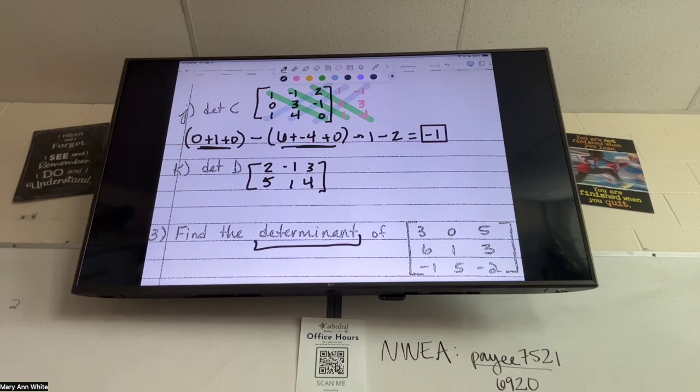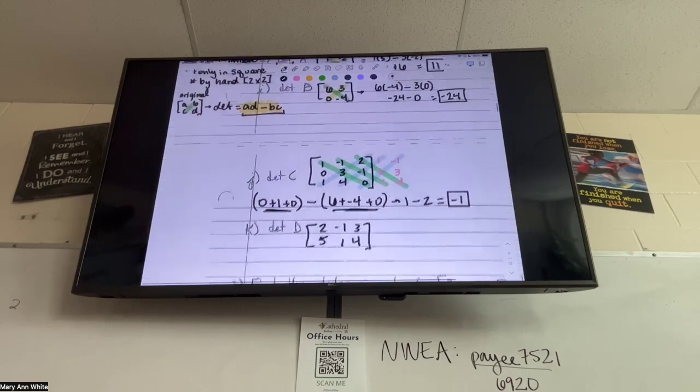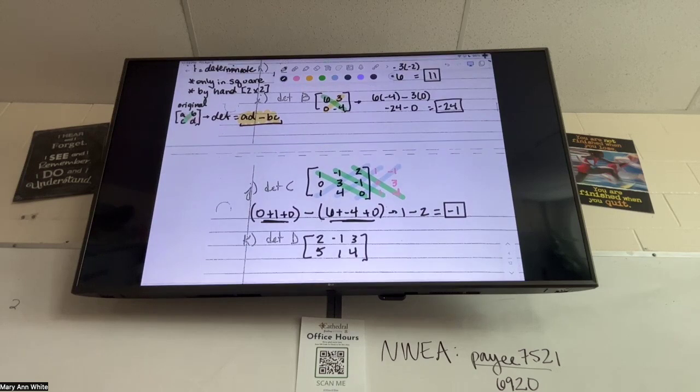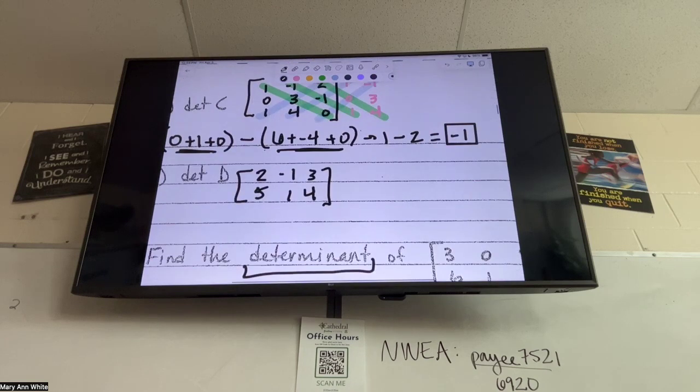What was one of the rules about our determinants? Has to be a square. Is that a square? Nope. Can we do it determinant? No. You actually don't even need to write that down. The minute you see it's not a square, we just know that that is not possible. Again, I'm trying to show you that no is an okay answer. You're gonna get no sometimes.